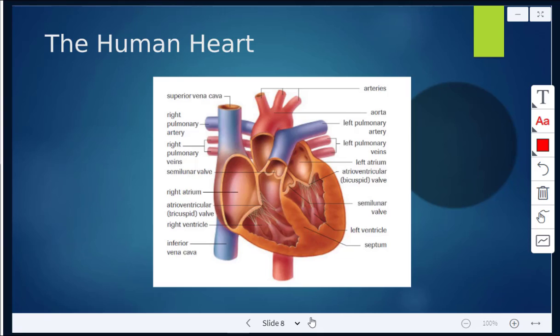All right, this is just a little bit of a closer view showing the heart. So again, this is the right atrium. This here is the left atrium. This chamber here is the right ventricle. This chamber here is the left ventricle.